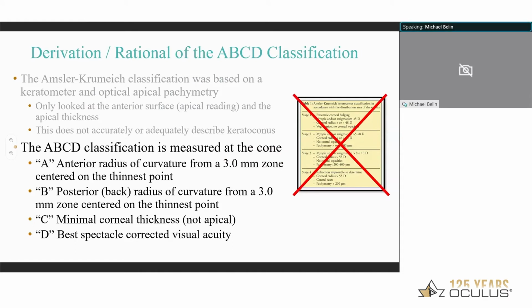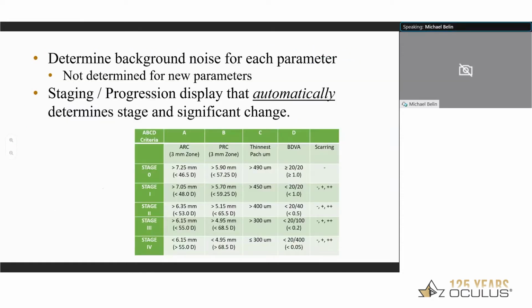And again, here we compare the AMSA-CRUMAC, which again uses only the anterior surface and apical reading, to the ABCD classification, which is the anterior radius of curvature from a 3 millimeter zone at the thinnest point, which is the A parameter, and posterior radius of curvature from a 3 millimeter zone at the thinnest point. C is not an apical reading, but the minimal corneal thickness. And D, which is not going to be part of the progression display because it's not an objective measurement, is best spectacle corrected distance visual acuity.